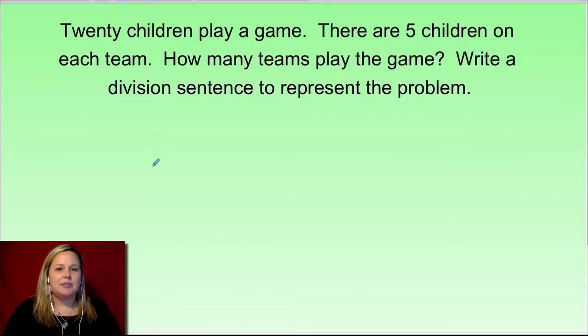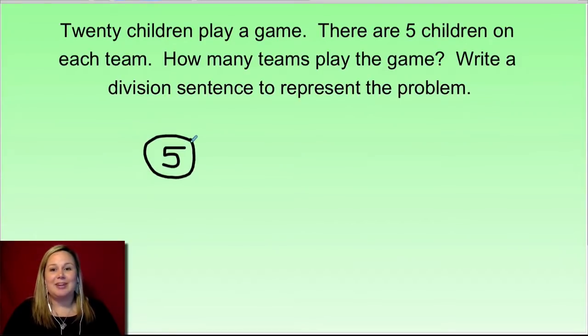As I'm doing that, I know that there are 20 children all together, and I know that there are 5 children on each team. So I know how many are in each group, but I don't know how many teams or groups there are. So what I'm going to do is I'm going to draw a 5. So that's one group right there. Then I'm going to count by 5s as I draw those until I get to 20, because there's 5 in each group, and I'm going to count until I get 20.